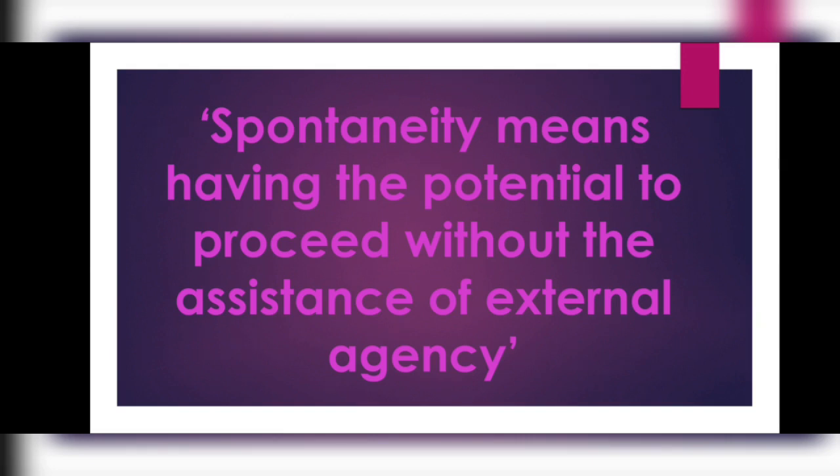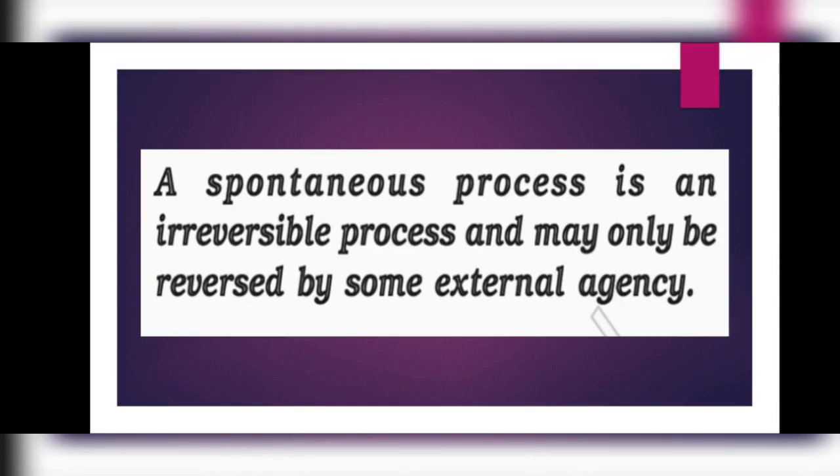Okay, so spontaneous processes cannot reverse their direction on their own. For that, they need the support of an external agency. But to occur in one direction, they can occur by themselves. So those reactions are called spontaneous processes or reactions. So a spontaneous process is an irreversible process, that is, a unidirectional process, and may only be reversed by some external agency. To reverse that, you need some support from outside. Those reactions are called spontaneous reactions or spontaneous processes.